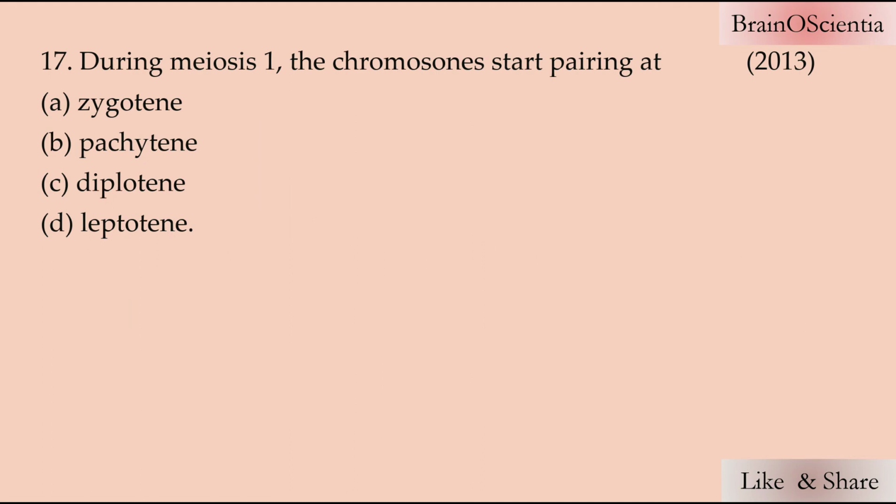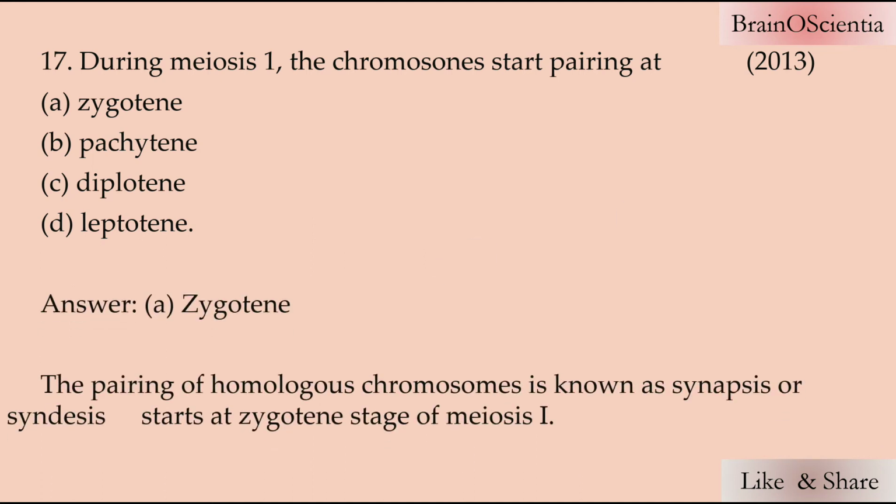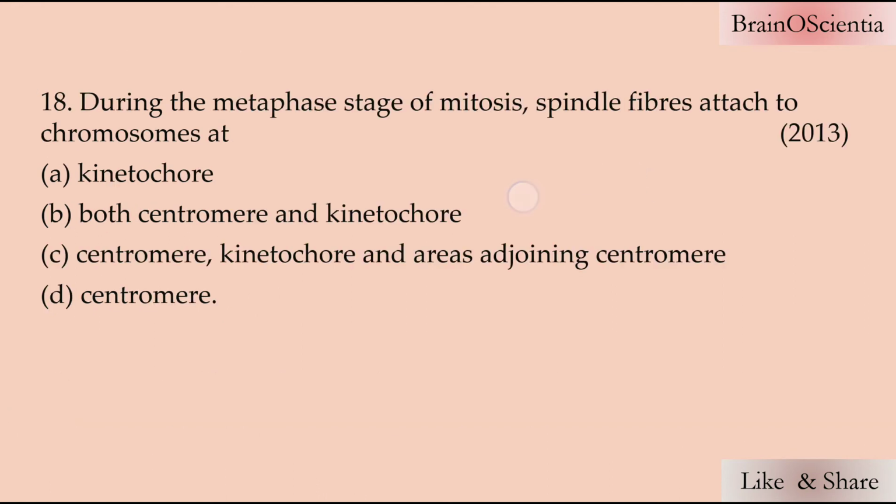The next question: during meiosis 1, the chromosome starts pairing, that is, when the homologous chromosomes come close together. In which phase of prophase 1 of meiosis 1 does the chromosome start pairing? The answer is zygotene. In zygotene, the pairing of homologous chromosomes, or synapsis, takes place in meiosis 1.